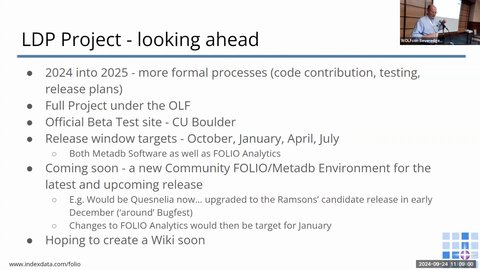So as we are in 2024 and looking into 2025, we're looking at formalizing some of the processes around creation of the software roadmap, contributions, testing, release plans, those kinds of things. And so, again, that's part of the transition that I referred to earlier. We're able to take more input from the community and from within Index Data and try to, again, make those processes more formal and add some transparency into what's happening.